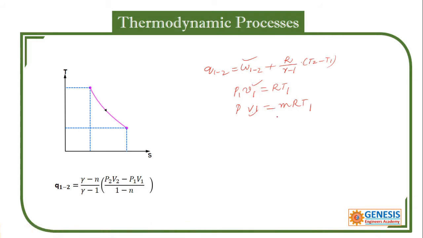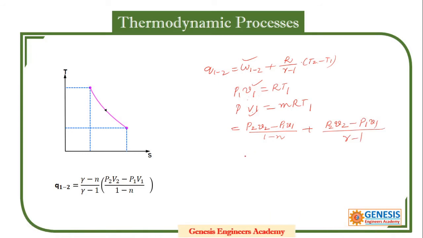Okay, so now I have to replace with this, that is P2 V2. I am using specific volumes. P2 V2 minus P1 V1 by 1 minus n plus R by gamma minus 1 times T2 minus T1, where RT1 is equal to P1 V1 and RT2 is equal to P2 V2. Got it? So P2 V2 minus P1 V1 by gamma minus 1. So you take the factor, that is P2 V2 minus P1 V1, as a common factor. You will have 1 by 1 minus n plus 1 by gamma minus 1.